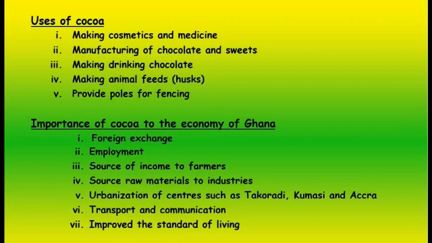Making animal feeds, the husks from this particular crop are used to make animal feeds. And then the cacao tree is used to make poles for fencing.